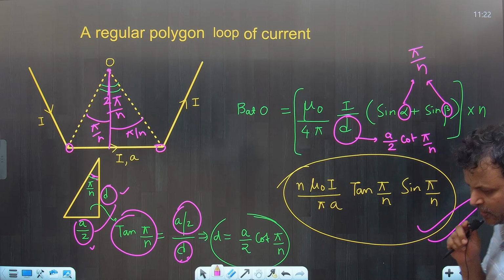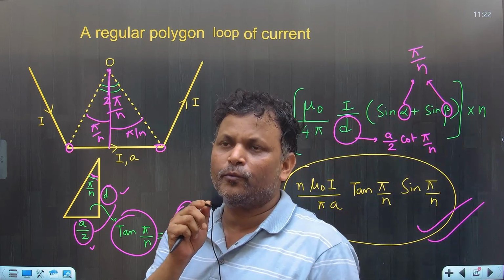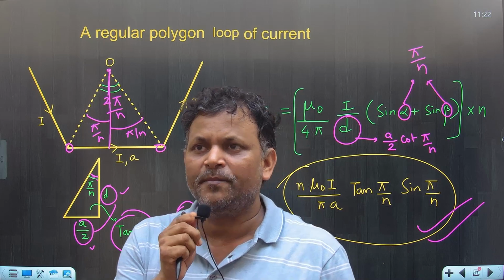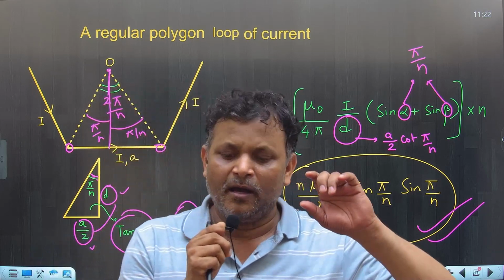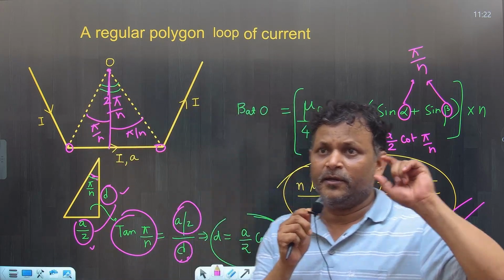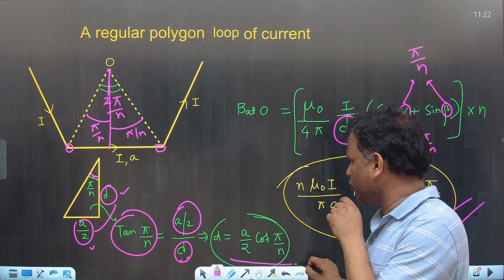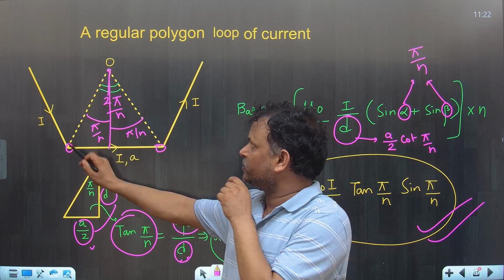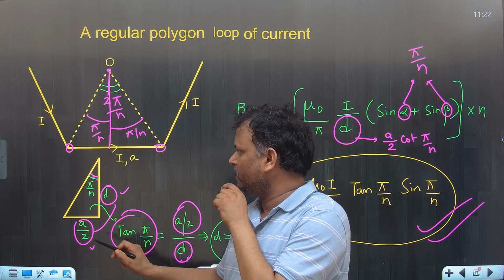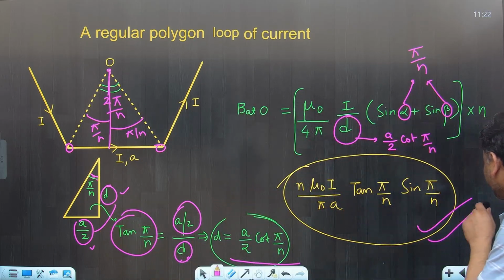So we will use the same formula again, mu naught by 4 pi I by d, sine alpha plus sine beta, and in place of d, we will write this much, a by 2 cot pi by n. You have to just take a simple geometry. This is angle pi by n. You will do like this.